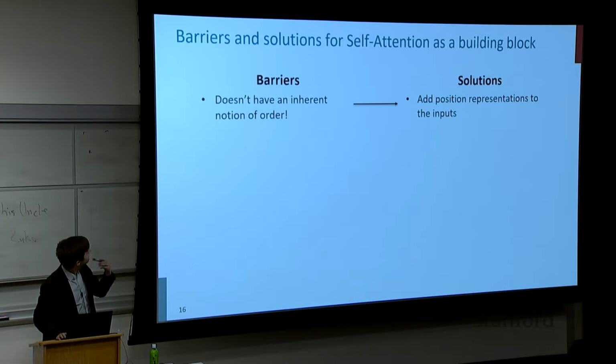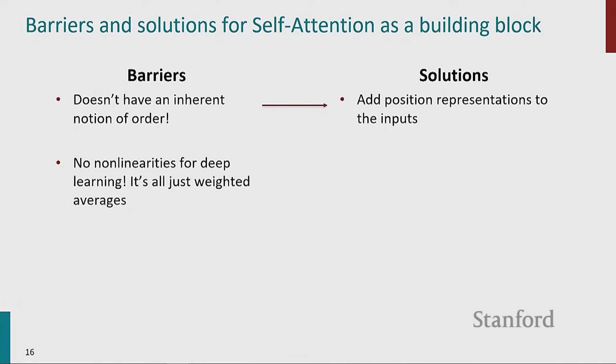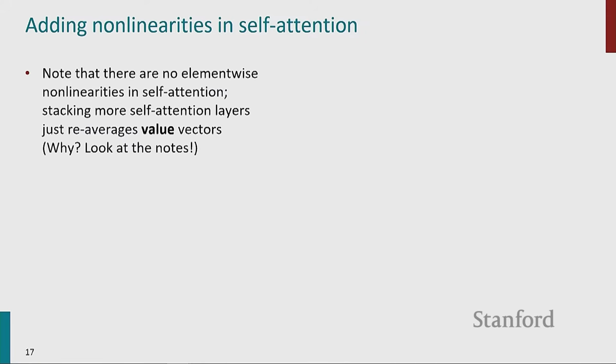Okay, so we have another problem. Based on the presentation of self-attention that we've done, there are really no nonlinearities for deep learning magic. We're just computing weighted averages of stuff. So if I apply self-attention and then apply self-attention again, and again and again, you should look at the next lecture notes if you're interested in this. It's actually quite cool. But what you end up doing is just re-averaging value vectors together. You're computing averages of value vectors, and it ends up looking like one big self-attention.